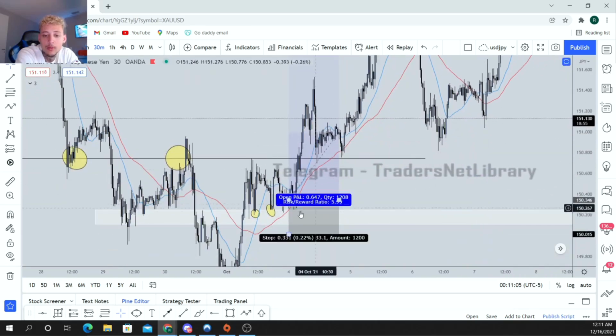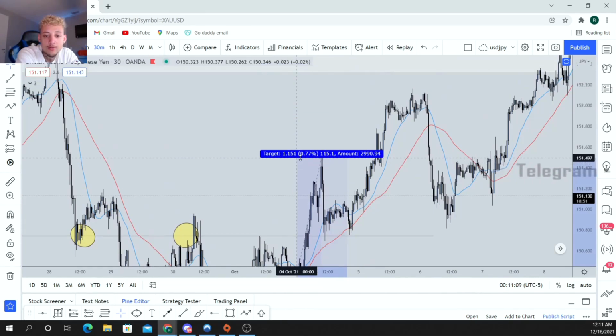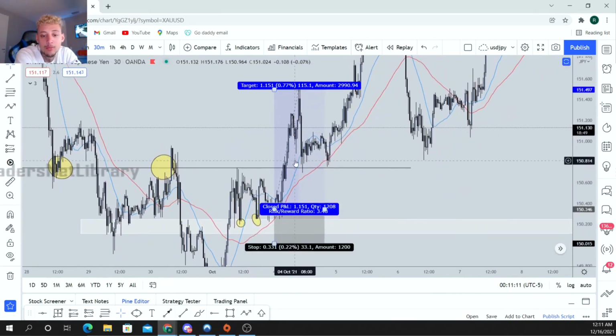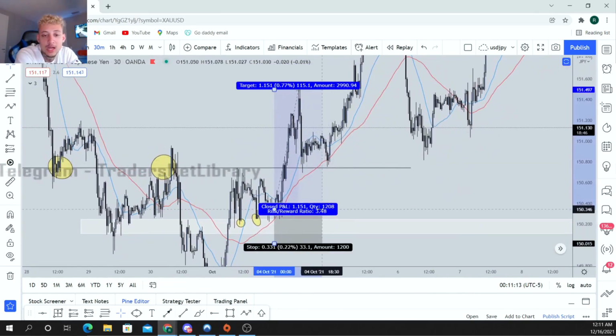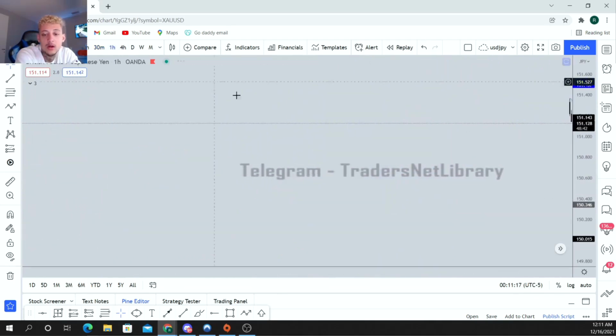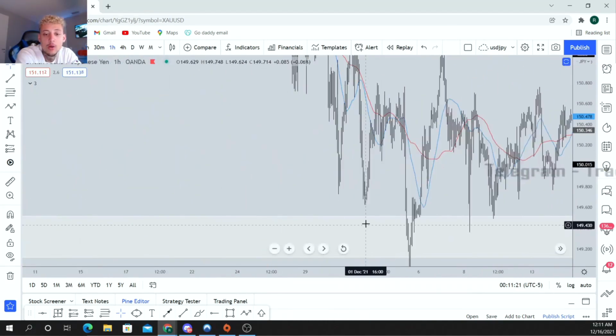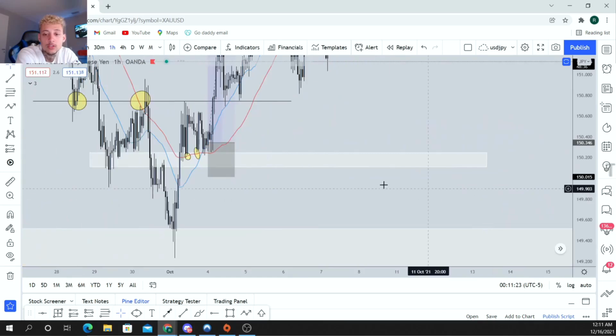Now, not right away, but after a few hours, you would have seen price actually go up in your favor, and you would have been up at most 3.4 times your risk, which ultimately it's up to the trader if you want to take profit at that point or not. That's how you could have caught the first position. Now, I would have used a 2% risk on that trade.